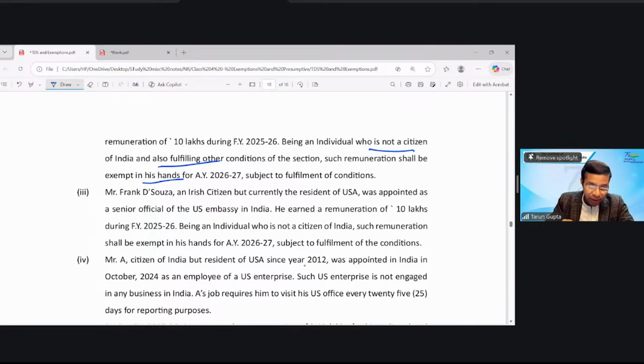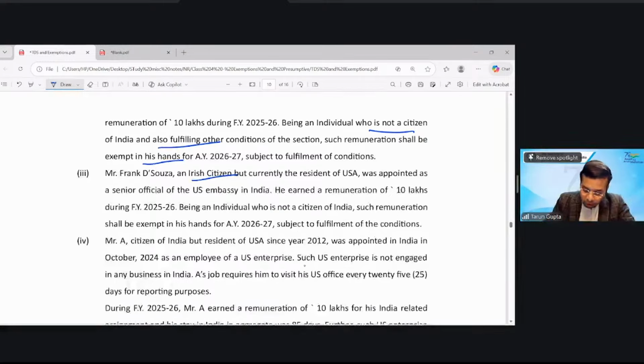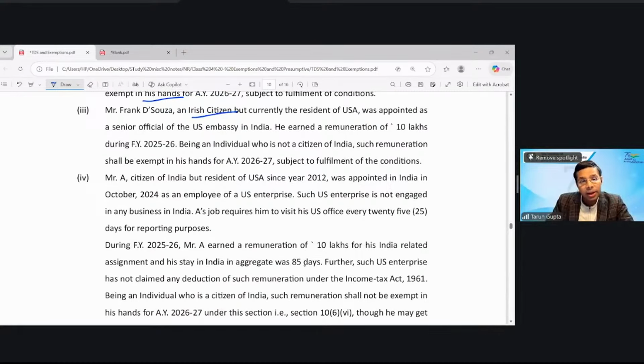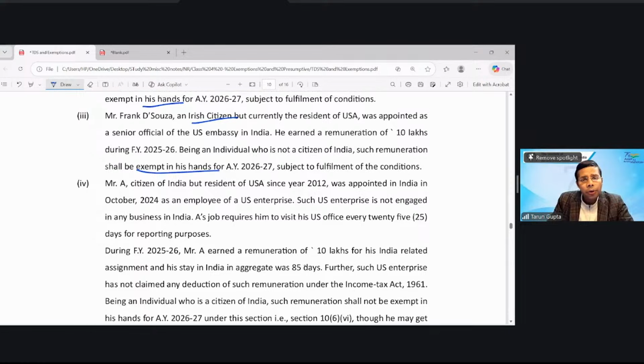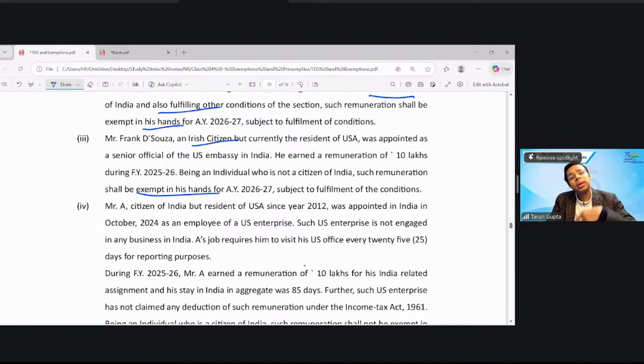Mr. Frank D'Souza, an Irish citizen but currently a resident of USA, so not a citizen of India, was appointed as a senior official of the US Embassy in India. He earned a remuneration of 10 lakh during financial year 25-26. Being an individual who is not a citizen of India, such remuneration shall be exempt in his hands, subject to the fulfillment of conditions. I do not require that the person should be a citizen of the same country in whose embassy he is working. The only requirement is he should not be a citizen of India. He might be a citizen of any other country.